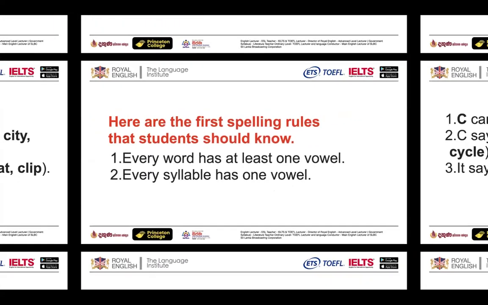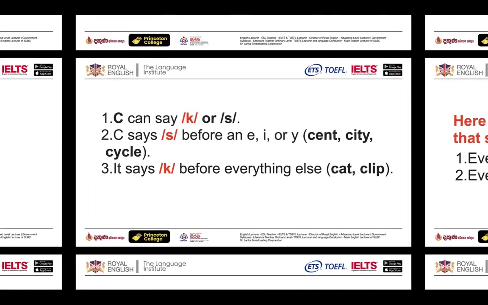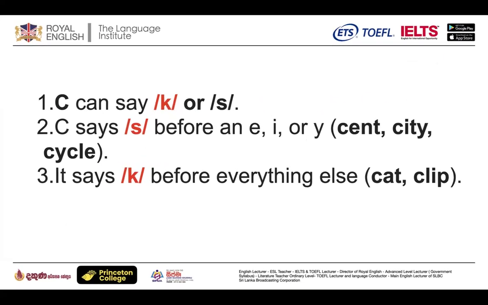Second one, let's go to the second one. C can say K or S sound, like the K sound and the S sound. You can use C for these kinds of words, like ceiling, where we take the S sound, and we can take the C as a K sound, like cat. So C can be used for the K sound and the S sound, likewise.